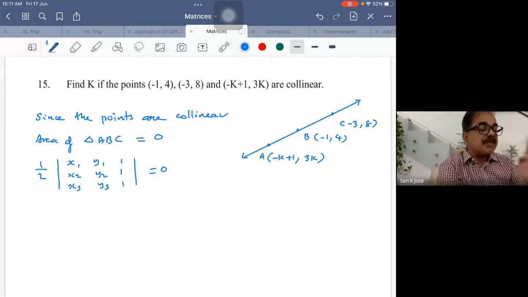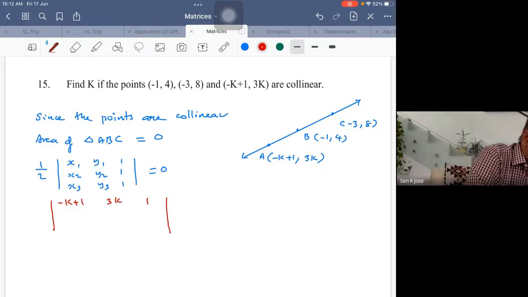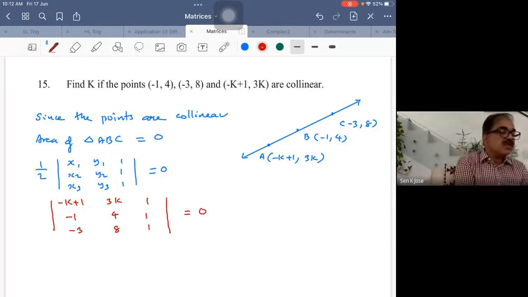All right, the first thing is I'm going to multiply both sides by 2. So this half disappears from the left-hand side. I don't have the half. I'm not forgetting to copy it. It's not existing anymore. So determinant x1, y1, 1, the first point, unknown point first, minus k plus 1, 3k and 1. The second point, I don't really worry about it, any one of the points. And the third point, minus 3, 8 and 1 is equal to 0. So 2 is gone because we multiplied both sides by 2.